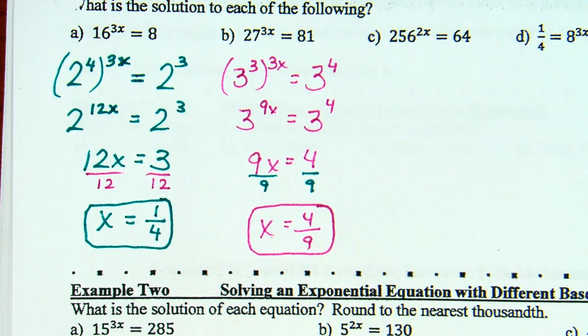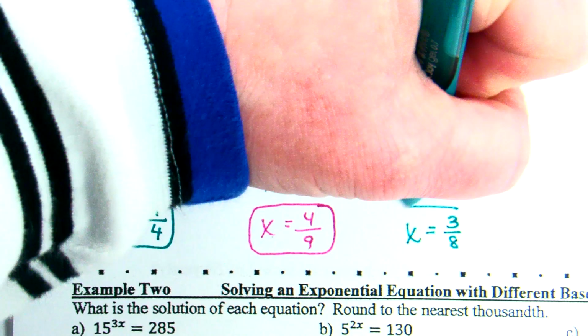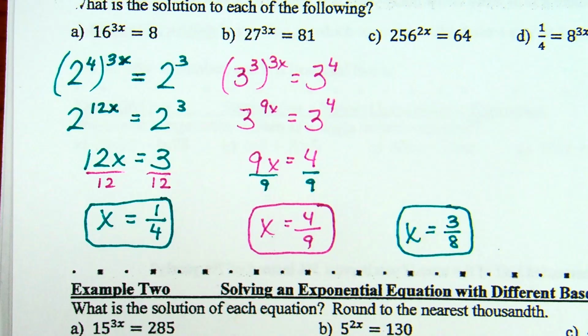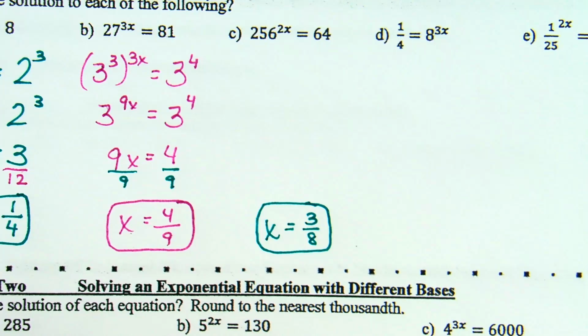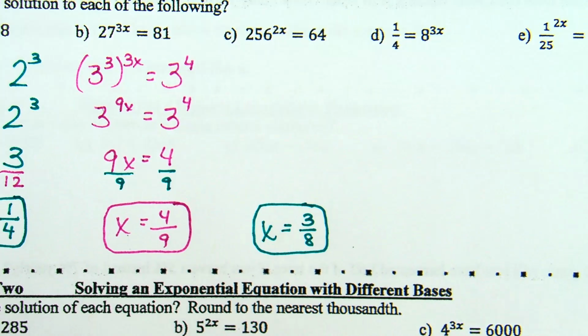Because I think, if you don't mind, I'm going to skip C and say let's jump to D. Because C, you can find them both in the 4 column. I will tell you that C, if you want to work it, has an answer of 3/8. I'm going to jump to part D, or problem D.